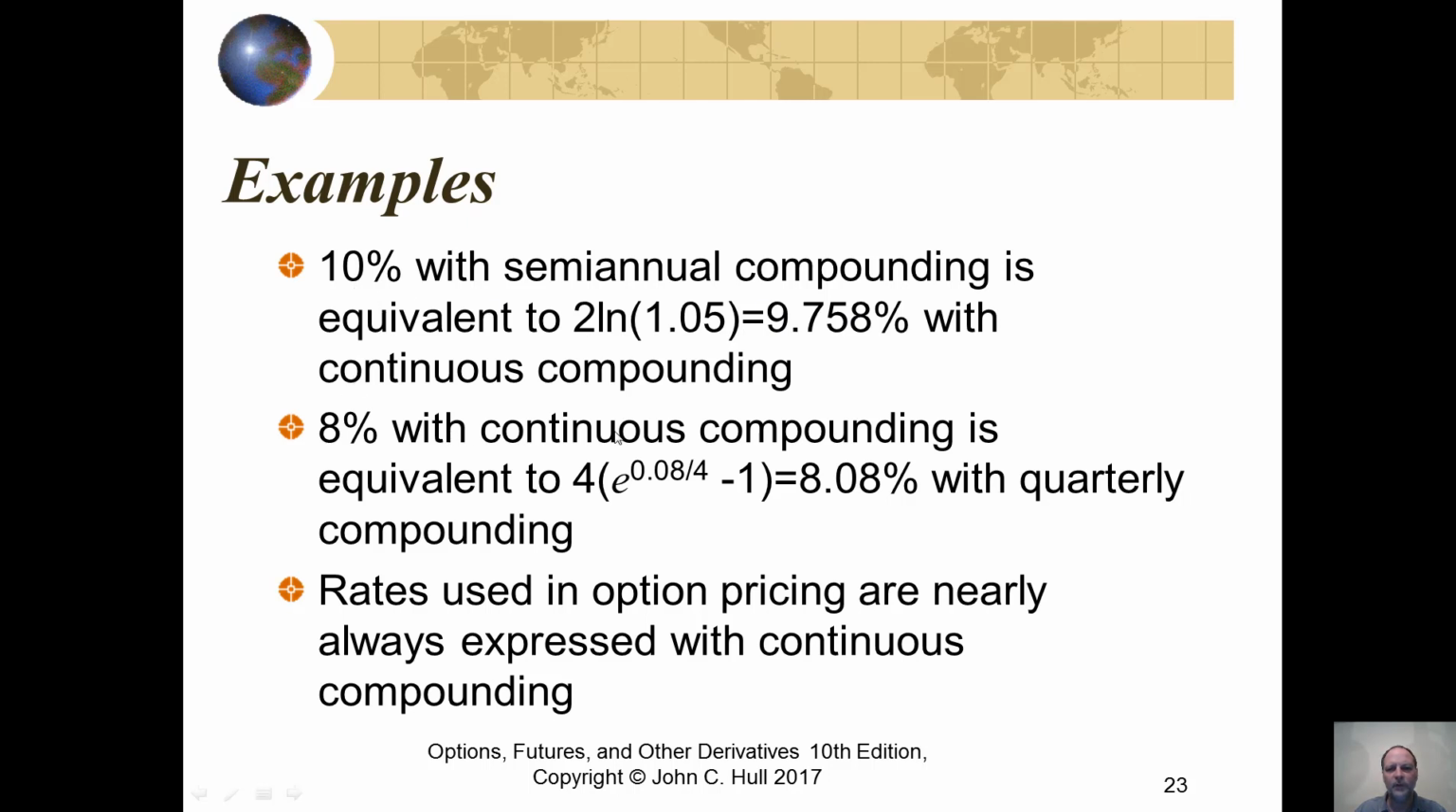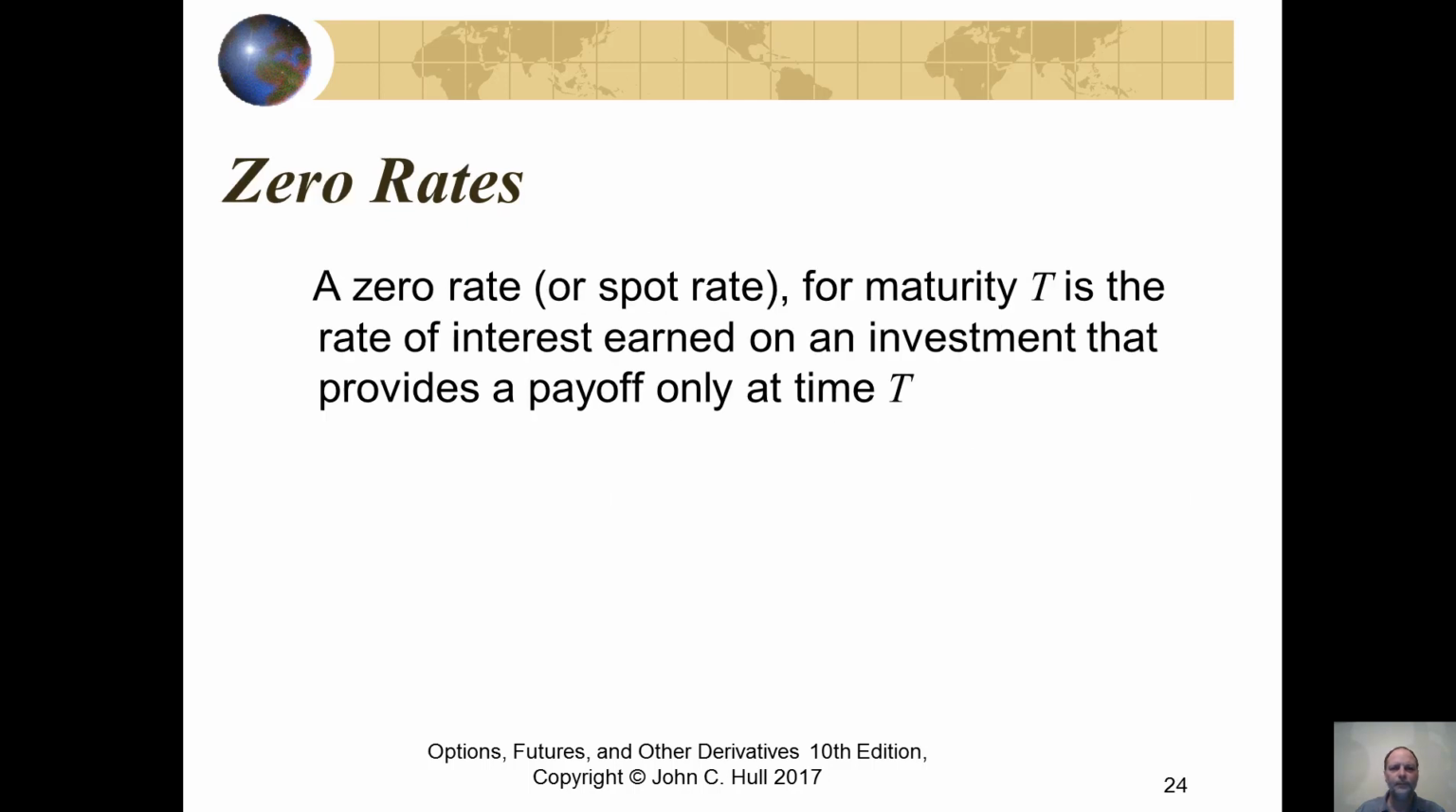How about 8% with continuous compounding? It is equivalent to 4 times (e to the 0.08 divided by 4, minus 1), or 8.08%. And again, as the compounding frequency approaches infinity, now this number will get smaller until it approaches 8. Whenever you do option pricing, you generally use continuous compounding because it's a lot easier mathematically. Look at one of my other videos to show these calculations in more detail in Excel.